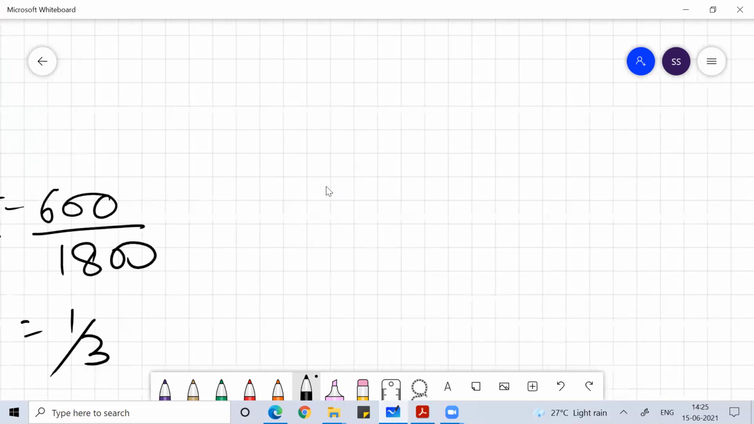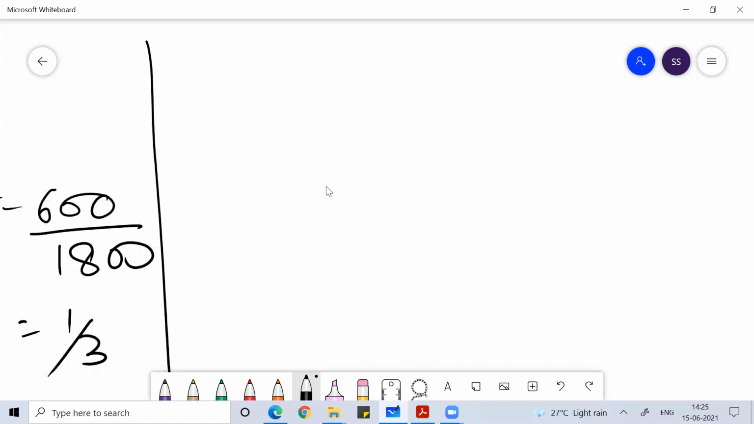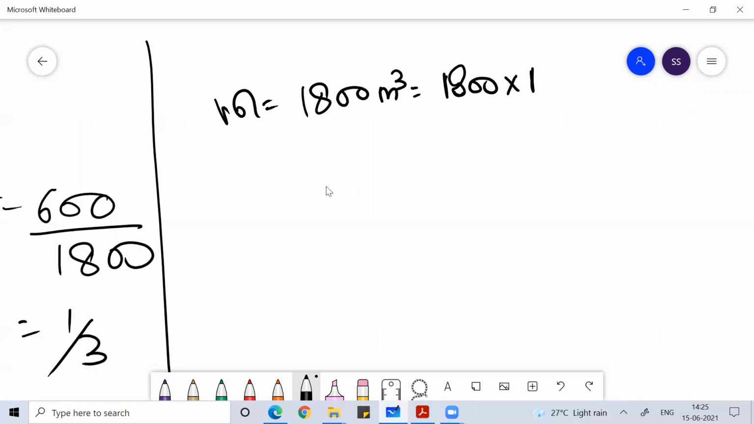Now, if you do it in terms of liters, the volume you are getting is 1,800 meter cube. When we convert that, it will become 18 lakh liters, since 1 meter cube means 1,000 liters. So this is 18 lakh liters.